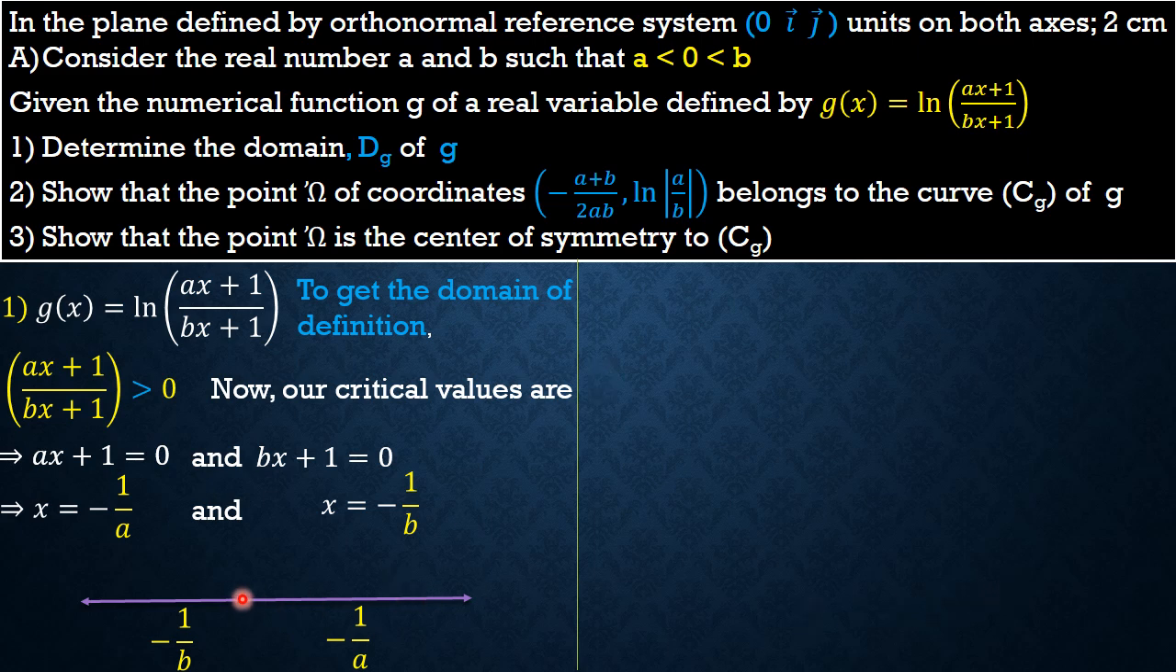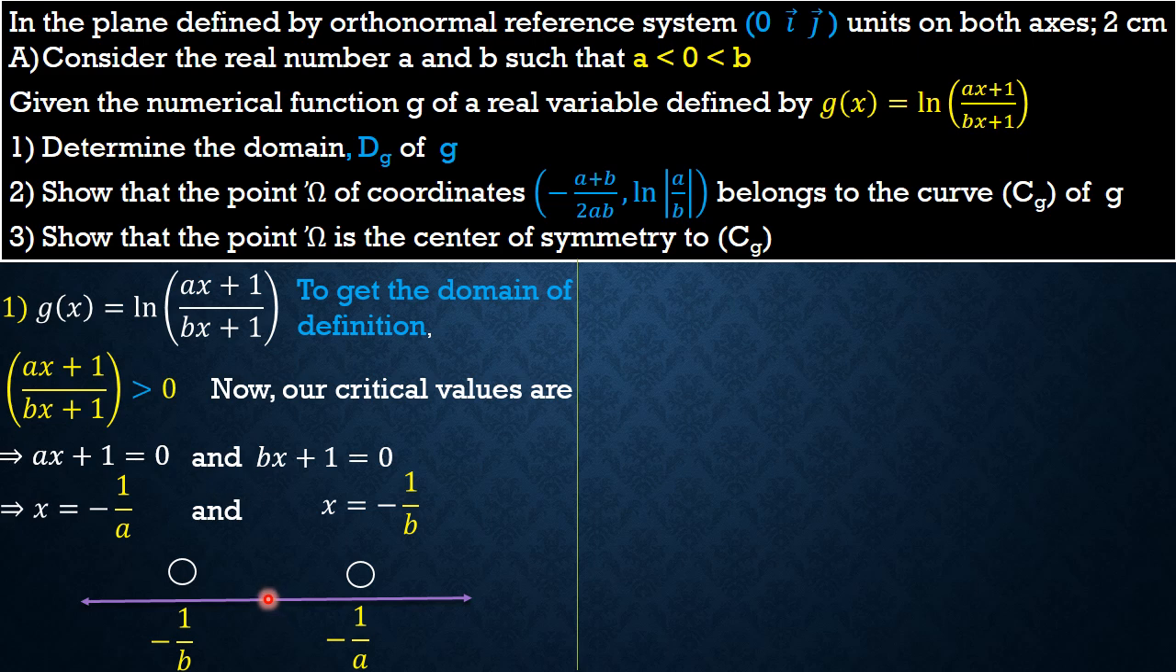Now friends, we have to take note that negative 1 over b and negative 1 over a are not members of the domain, since the sign here is a strict sign, greater than 0. So all we have to put on top of them are open circles. So we have an open circle here and an open circle here. If they were members of the domain, we would put open circles and shade them. But since they are not, we just have open circles.